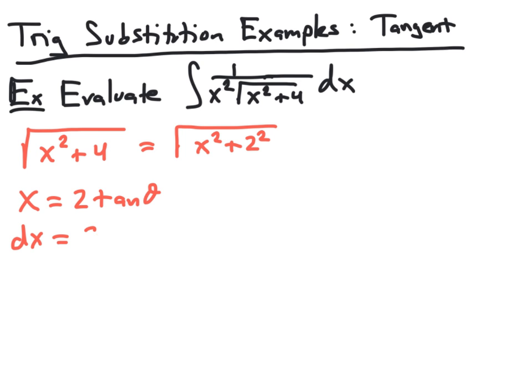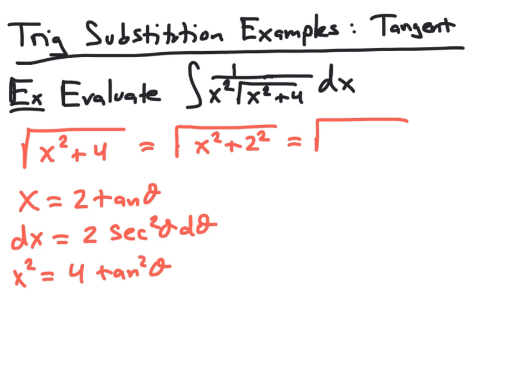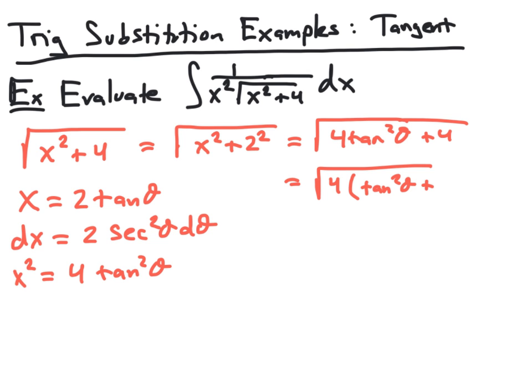dx will be the derivative of that, which will be 2 secant squared of theta d theta. We have an x squared in our integral, so we want to compute that, which will be 4 tangent squared of theta. And we also have the square root of x squared plus 4, which we can simplify by replacing the x with 2 tangent theta. And so we get 4 times tangent squared of theta plus 4 inside that square root. We can factor out a 4 from that expression, and we're left with tangent squared of theta plus 1.